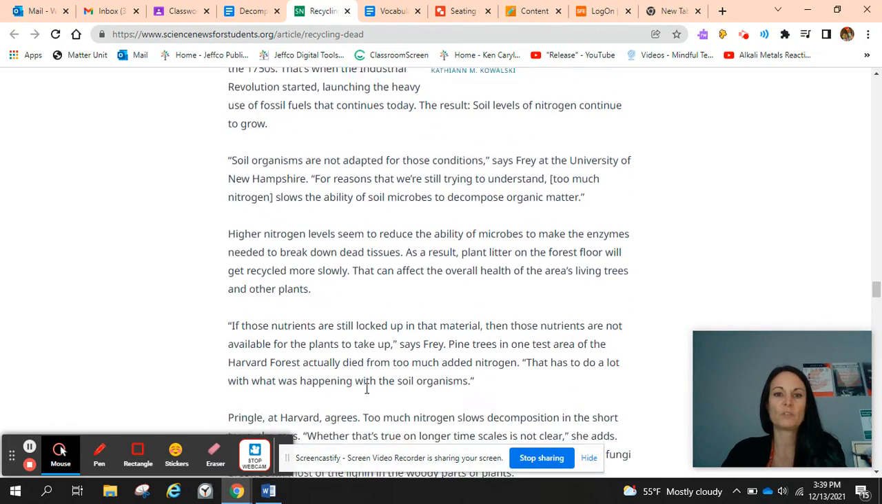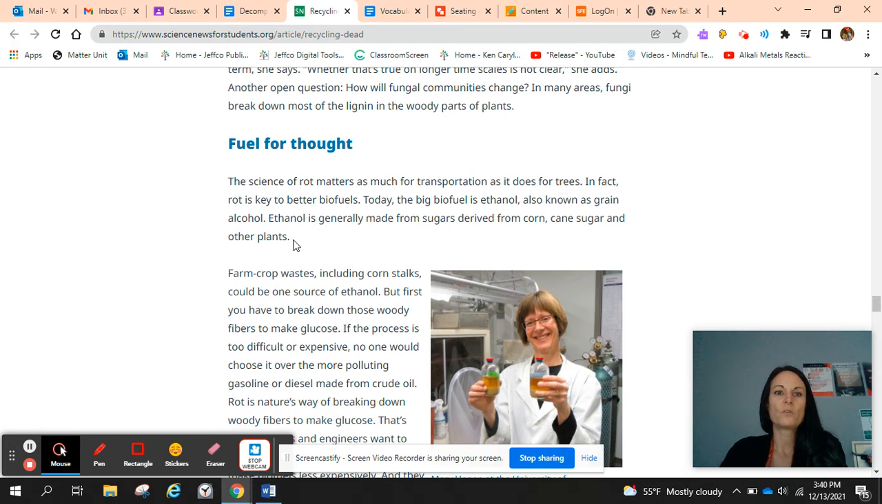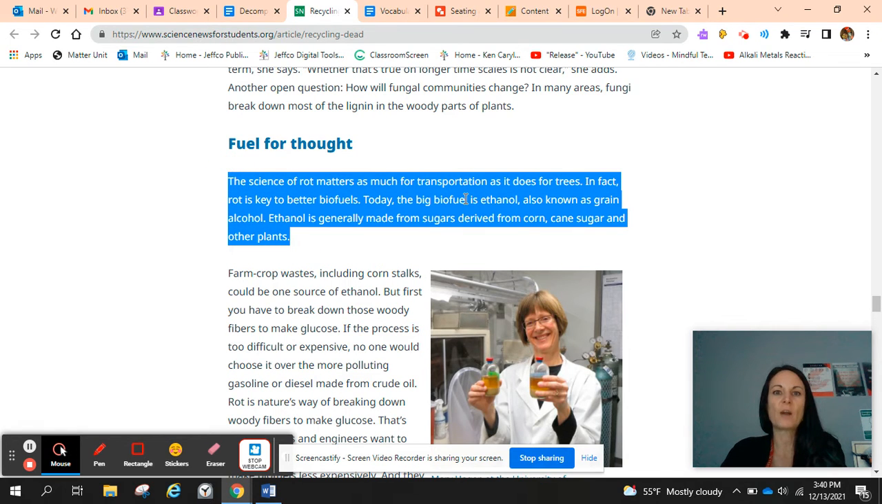So we're going to scroll down a little bit. We're going to go to fuel for thought. Okay, so fuel for thought is our heading. So our first paragraph here. The science of rot matters as much for transportation as it does for trees. In fact, rot is the key to better biofuels. Today, the big biofuel is ethanol, also known as grain alcohol. Not sure if you guys have heard of that before, but it is something that we possibly can use as an alternative fuel instead of the gasoline and the things that we are using for energy.